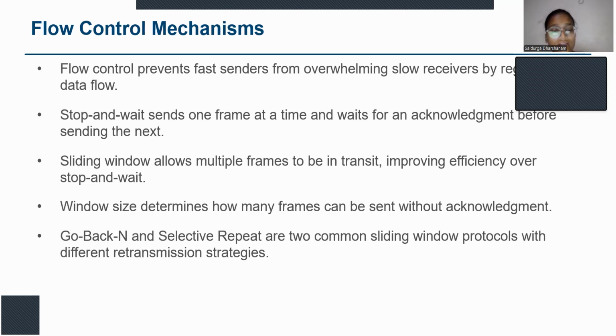Go-back-N and selective repeat are common sliding window protocols with different retransmission strategies. Flow control prevents fast senders from overwhelming receivers, and stop and wait sends one frame at a time and waits for acknowledgement before sending the next. This is the flow control mechanisms of the link layer.